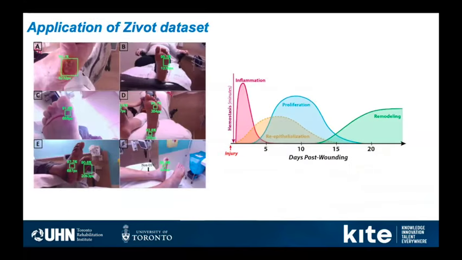Once we collected this data set, we called it the Zivot data set to show our gratitude to the clinic that helped us create this large reference data set. We explored different usages of the data set, where we developed a deep learning model to detect diabetic foot ulcers in images. As you can see on the left, these are examples of our model picking up the diabetic foot ulcers in the image.